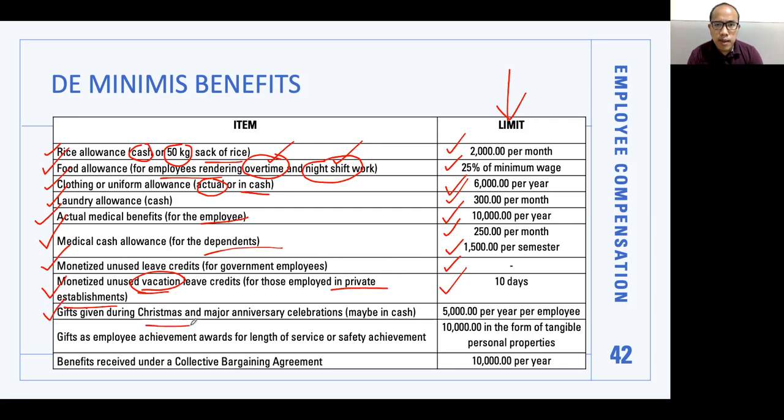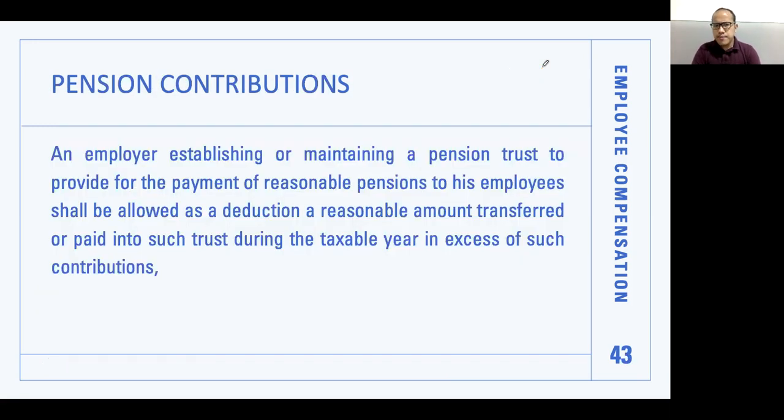Gifts given during Christmas or major anniversary, yung founding anniversary ng company, it may be given in cash as long as it will not exceed 5,000 per year, exempt yan. Gifts given as employee achievement awards for their loyalty, length of service or safety achievement, walang aksidenteng nagaganap, then 10,000 yan in the form of tangible personal property. Hindi pwede ang cash, hindi pwede ang gift check. And then finally, benefits received under a collective bargaining agreement, 10,000 per year. So as long as you remain within the limits set forth here, then these are exempt from tax.